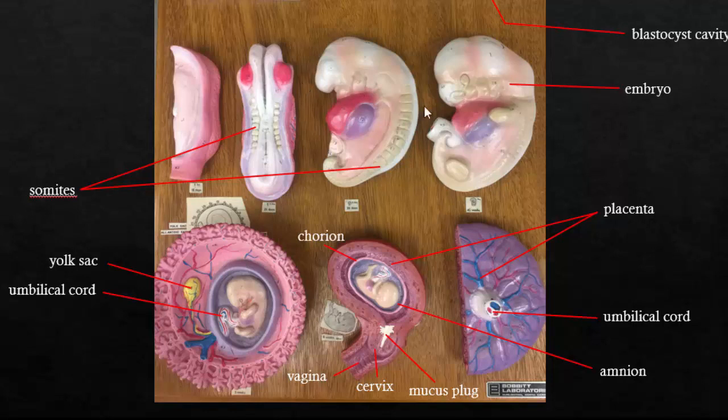The placenta I've pointed out already, so here we see the placenta. Here we see the placenta. And then finally the yolk sac we see here.